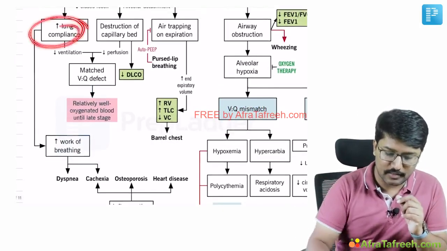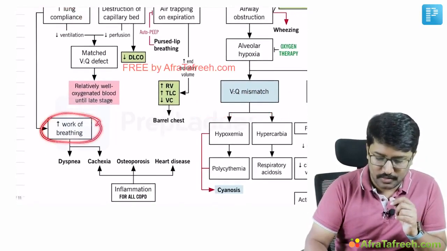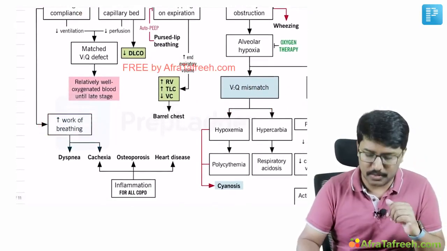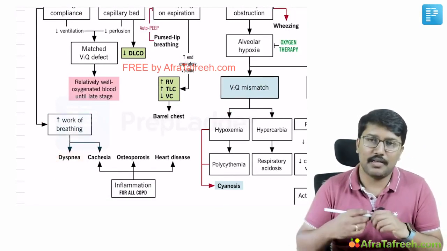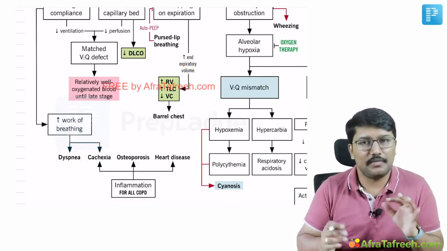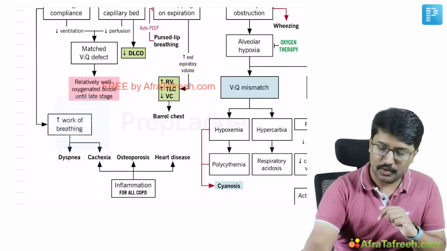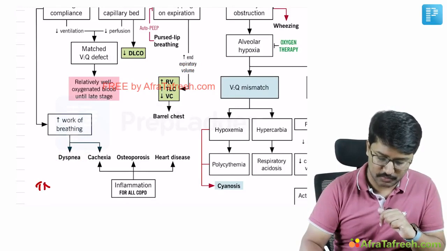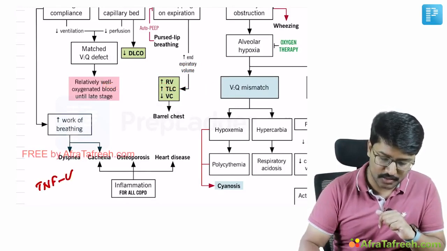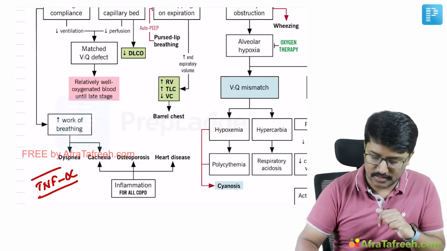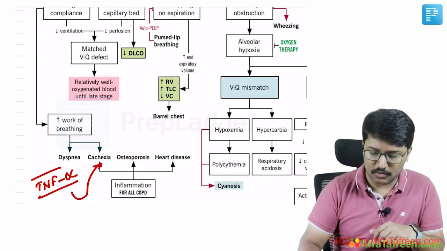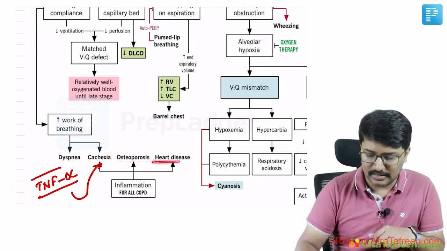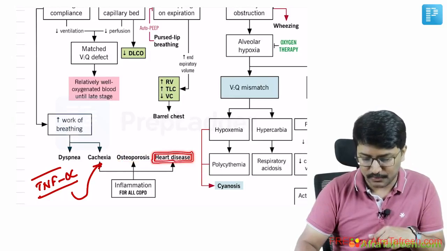Now this increased lung compliance increases the work of breathing, and obviously when the work of breathing increases, the patient presents with dyspnea. Okay. Now apart from that, COPD itself is a hyperinflammatory state. One of the important cytokines you need to remember which is responsible for inflammation in COPD is TNF alpha. This TNF alpha is responsible for the patient developing cachexia. Okay, and the hyperinflammatory state might also lead to osteoporosis and accelerated atherosclerosis, leading to heart disease, mainly coronary artery disease.